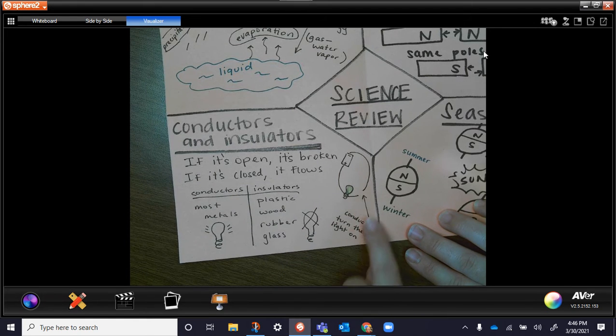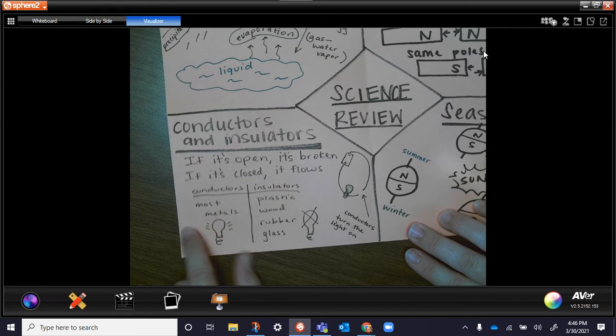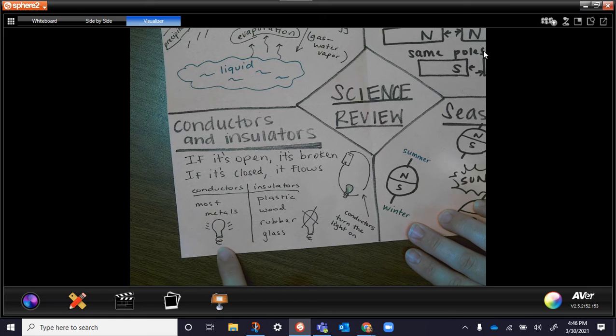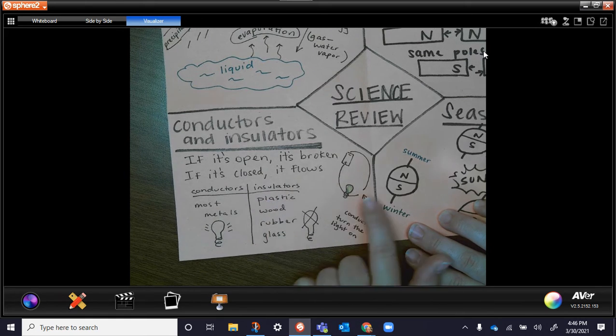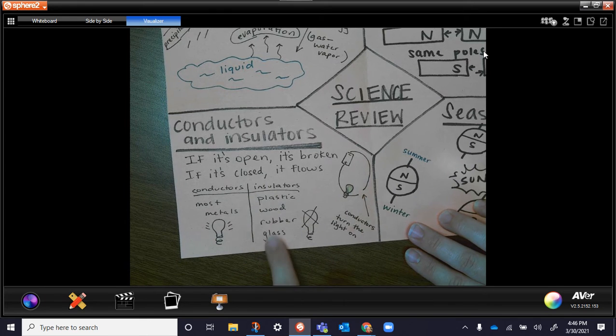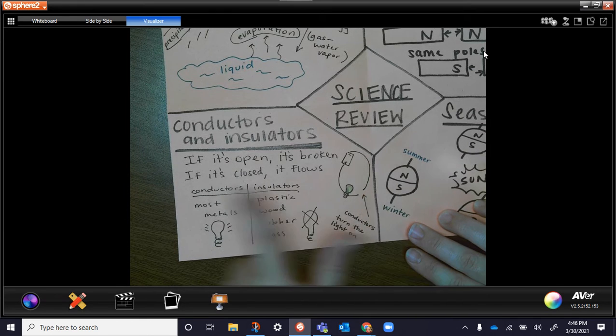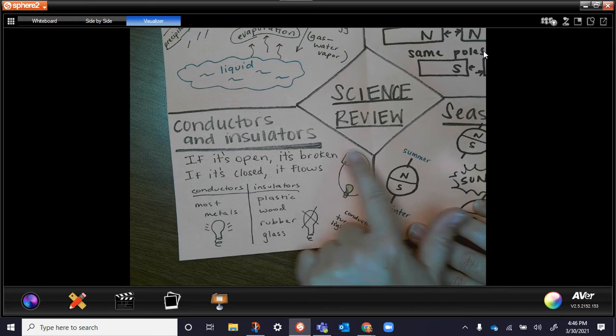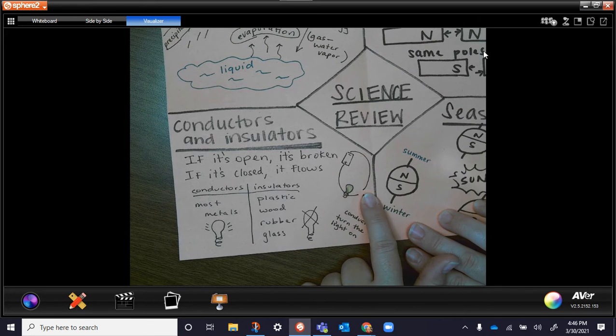And the only thing that would work when we would insert it in were things that were conductors. So conductors are most of our metals and things like that. And insulators are the opposite. So when we put something plastic, wood, rubber, or glass, and we tried to close it, those electrons were not flowing all the way through. So it was like it was still open.